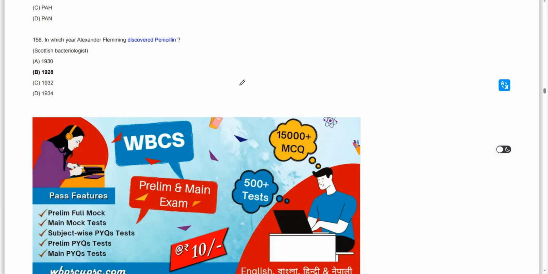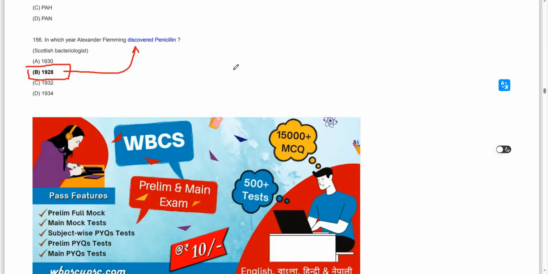In which year did Alexander Fleming discover penicillin? Alexander Fleming, a Scottish bacteriologist, was the one who discovered penicillin in the year 1928.